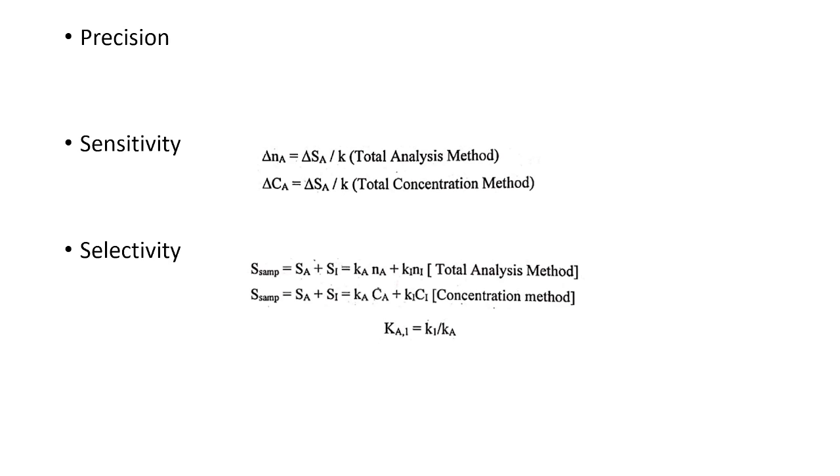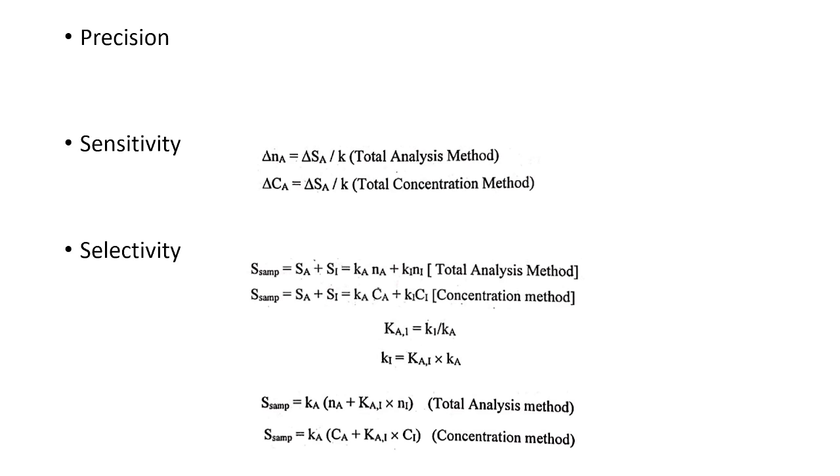So if the value is from -1 to +1, then selectivity is very good. If it goes beyond +1 or -1, meaning above +1 or below -1, then the method is not selective, that is not useful. You can rearrange this equation as Ki is equal to K_ai into Ka, and you can replace this value of Ki in the above two equations, and you will get S sample is equal to Ka into bracket Na plus K_ai into Ni. Similarly, the same equation can be written for the concentration method.